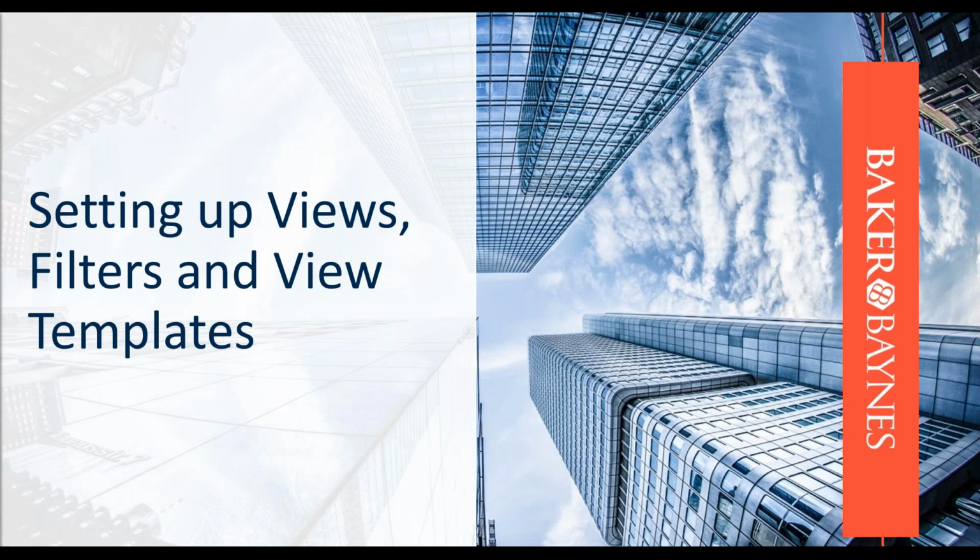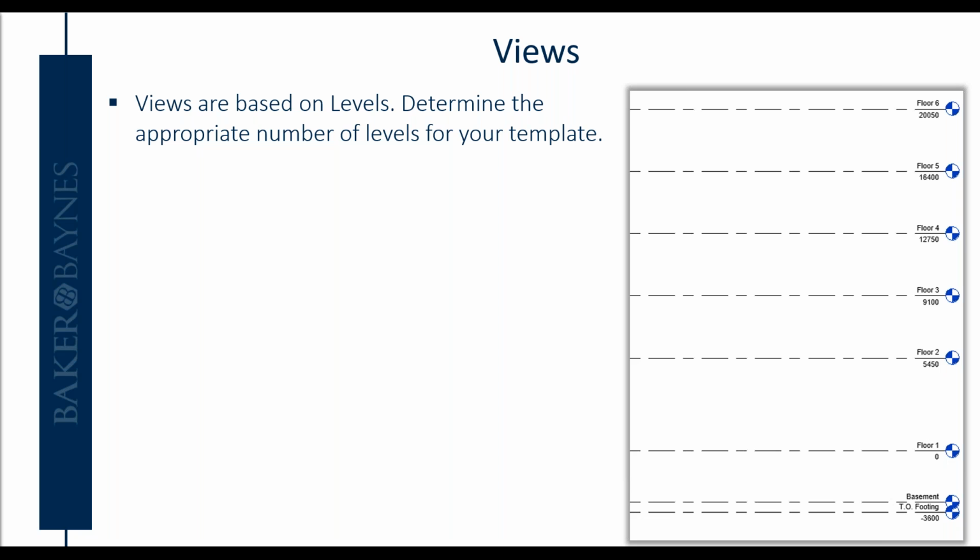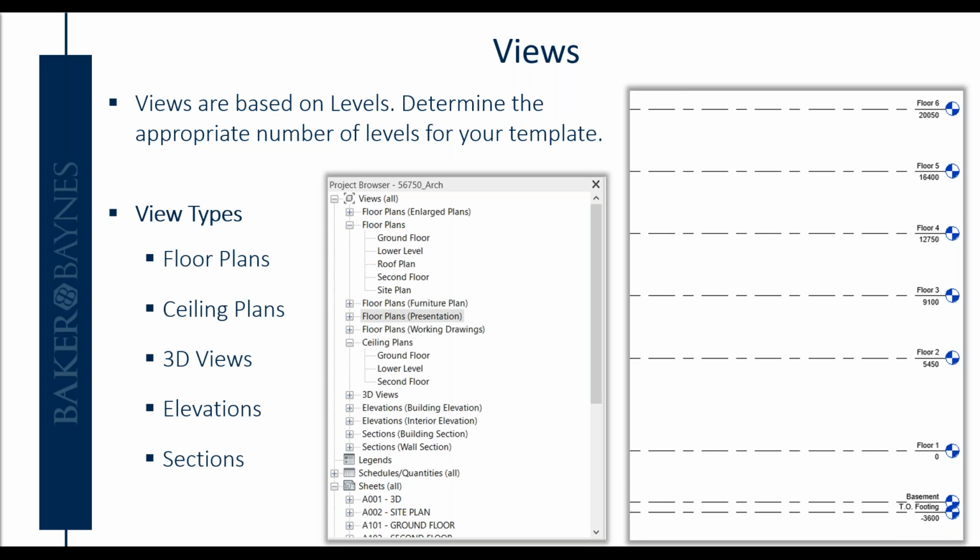Great, so then if we move on to setting up your views, filters, and also view templates. Now views we know are based on levels, and levels should be created for the number of stories within your building. So for your Revit template, it's recommended that you create the number of levels that match most of your projects. So for plan views, then it's best to actually create a floor and a ceiling plan for each level inside of your Revit template.